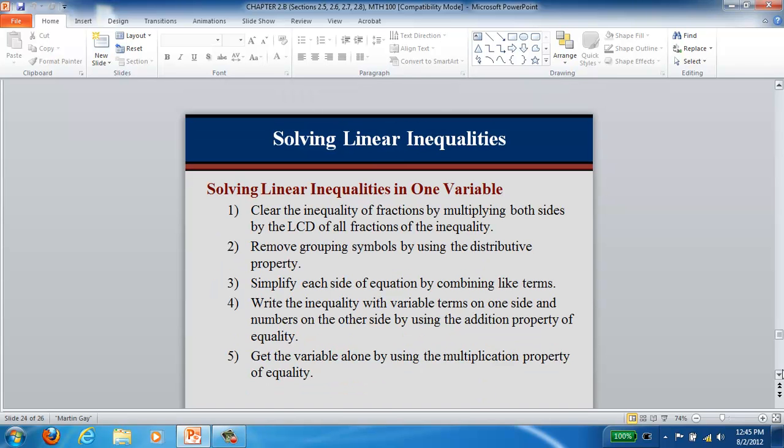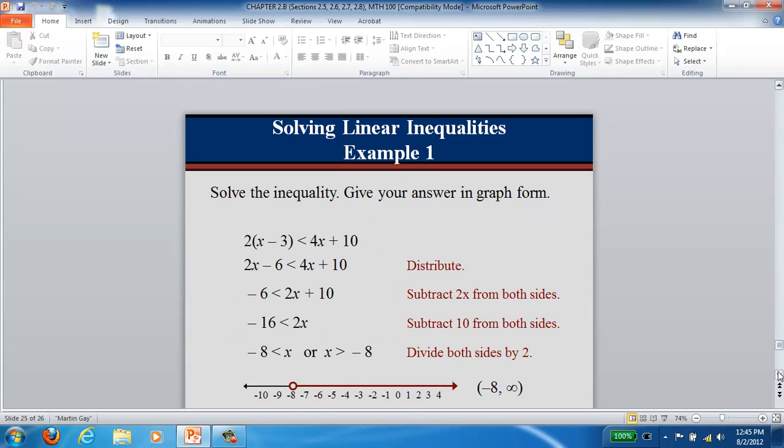Solving linear inequalities. Here are the steps. Given an example, solve the inequality. Give your answer in graph form, and then write your answer in interval notation. Your first step is to solve the inequality as an equation. So distributing the 2 times x minus 3 gives you 2x minus 6 is less than 4x plus 10. Combining like terms, you're left with x is greater than -8.